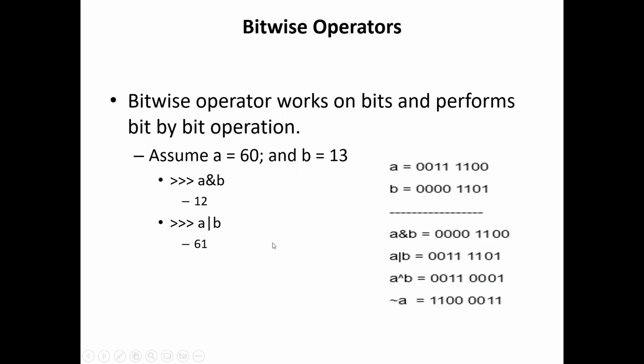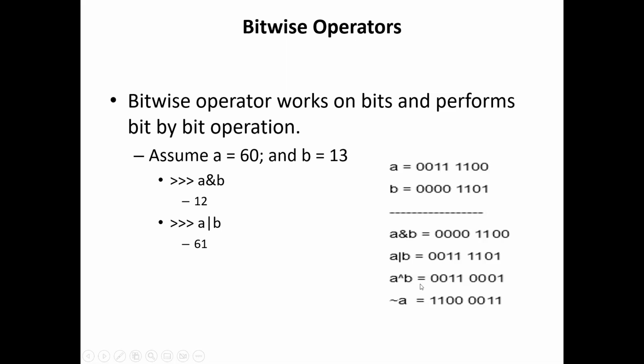A or B. A or B means if either of the values is 1, then the resultant is 1. That means 1 or 0, or 0 or 1. 1 or 0 is 1. 0 or 1 is 1. 0 or 0 is 0.